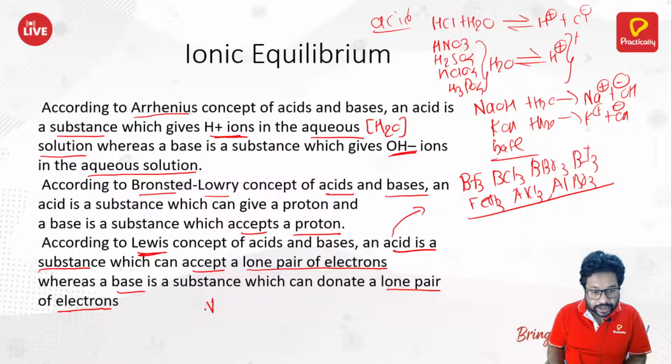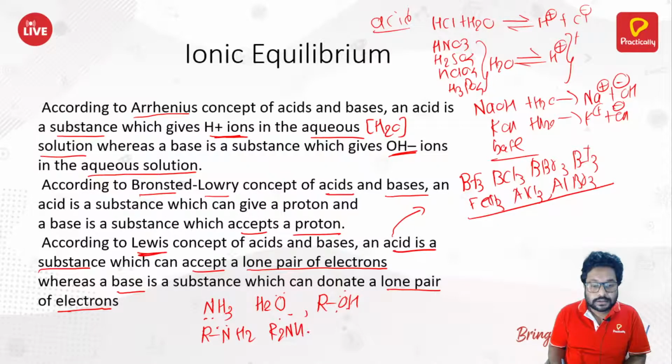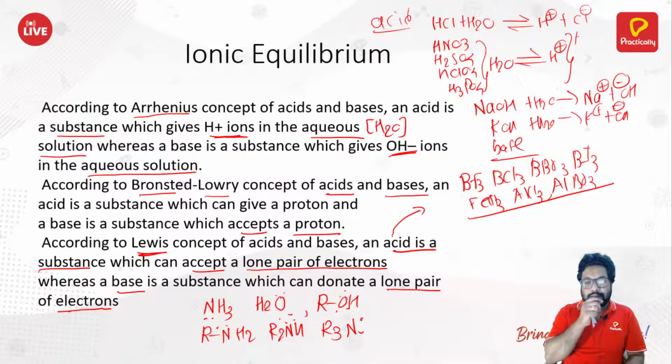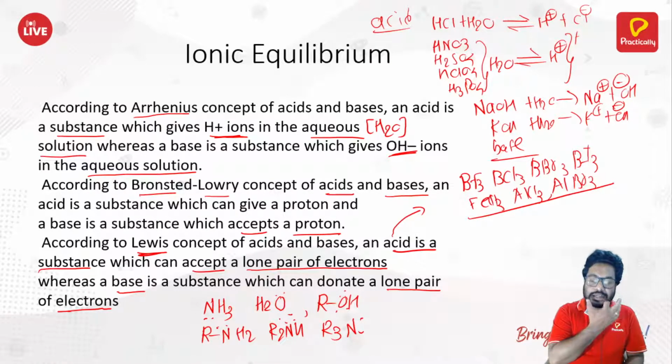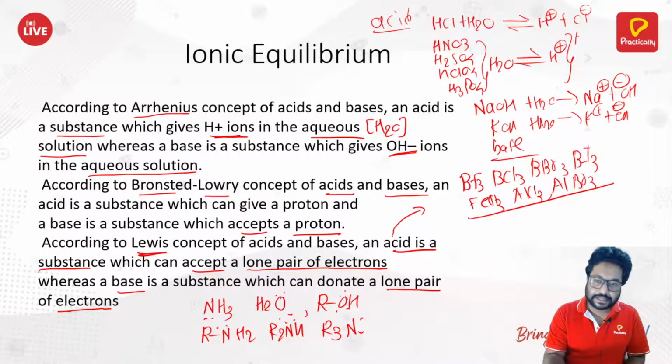For example, ammonia is having one lone pair. Then you got water, where you got two lone pairs. Then you got alcohol, where oxygen is having two lone pairs. Then you got amines, all of them are having lone pairs. So any compound which is having a lone pair can be termed as a Lewis base. These are some of the theories of acids and bases. These theories are really important.